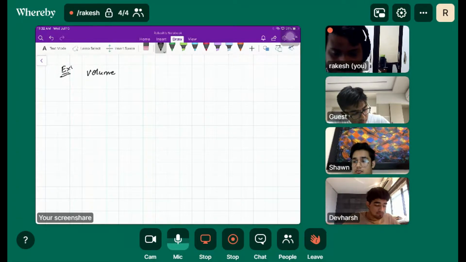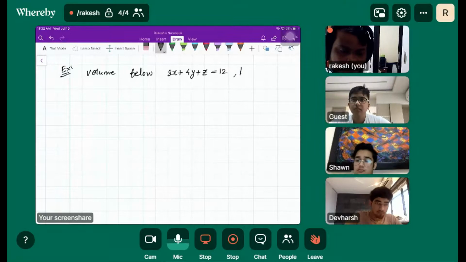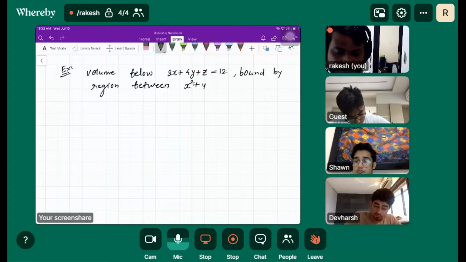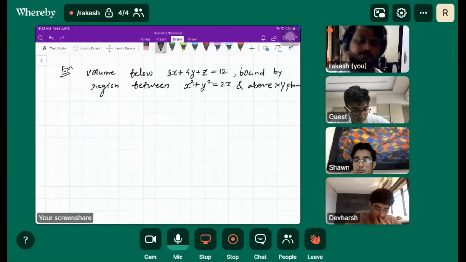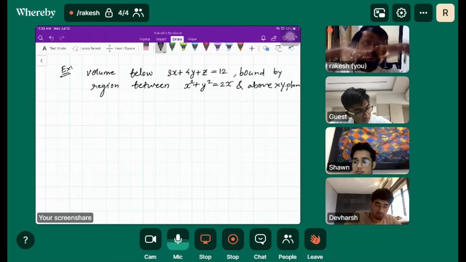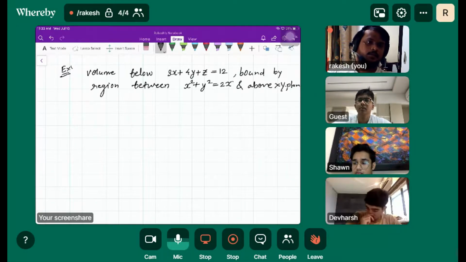The question is: volume below 3x plus 4y plus z is equal to 12, bound by the region between x square plus y square is equal to 2x, and above the xy plane.